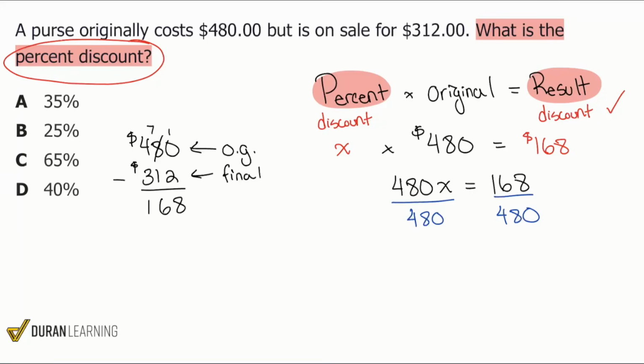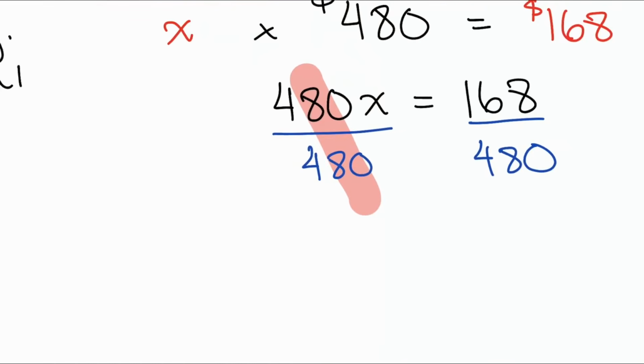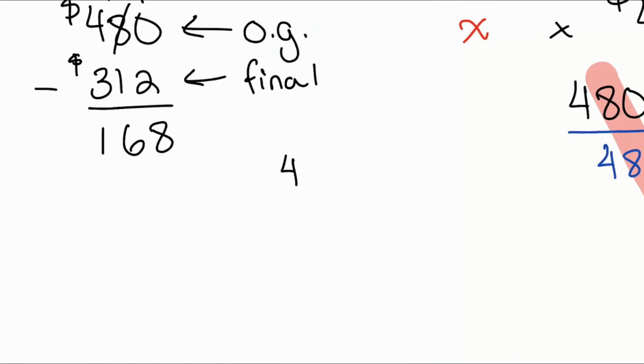So booyah, we're good. We'll cancel the 480 out on the left side, and we'll do a little bit of long division here. 480 into 168.